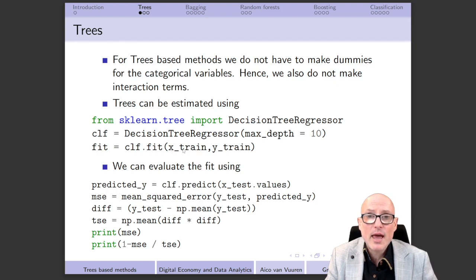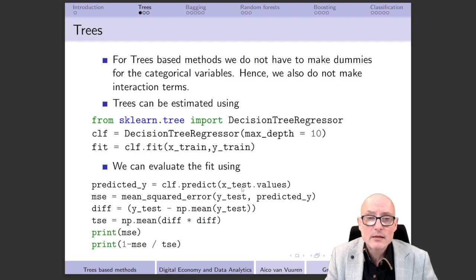So we're going to have x train, the x values for the training data set, and y train, the y values for the training data set. Then what we can do next is make predictions based on the fitted values that we have over here, and we can do that with clf.predict, with respect to the X values of our test sample.